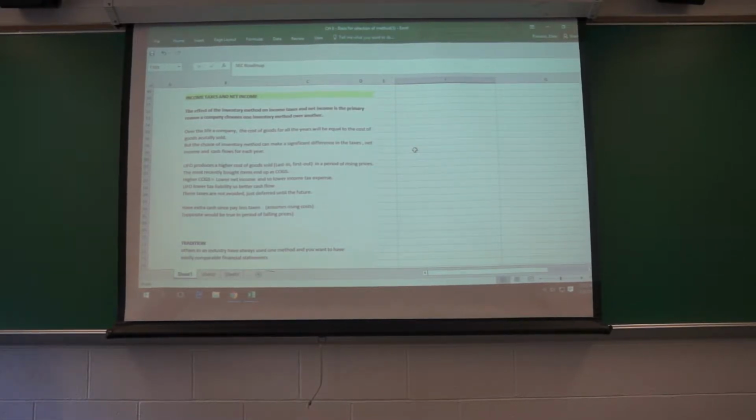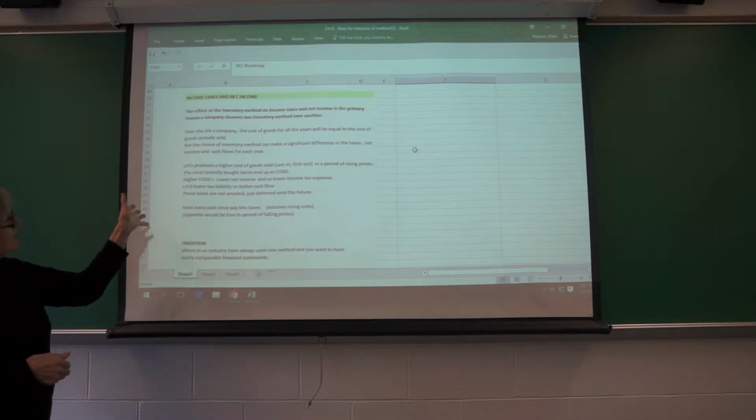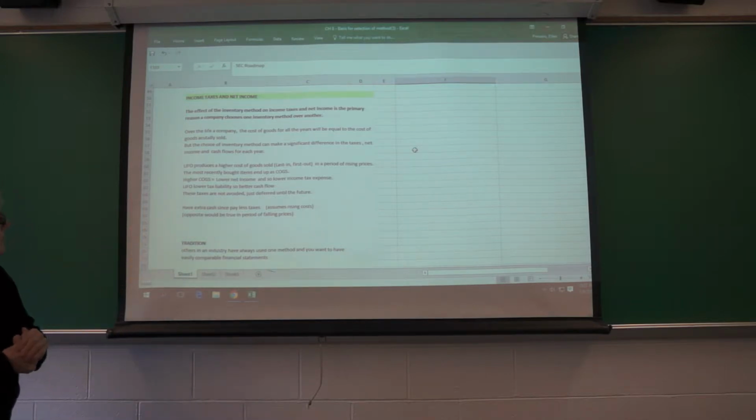And there's definitely a trade-off there. Do they want to be reporting a higher net income on their income statement, or do they want to be reporting a lower net income and therefore paying less taxes and having a better cash flow? So that's really the main trade-off there.